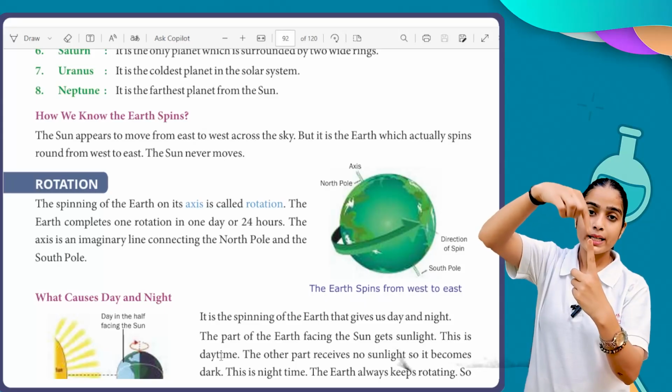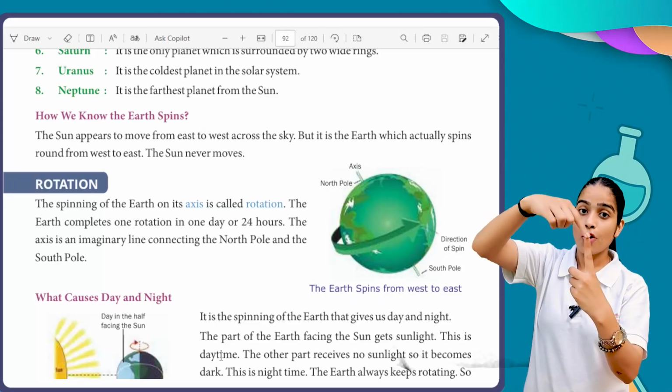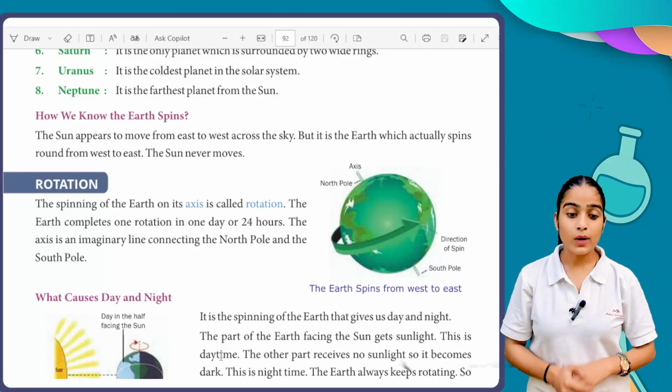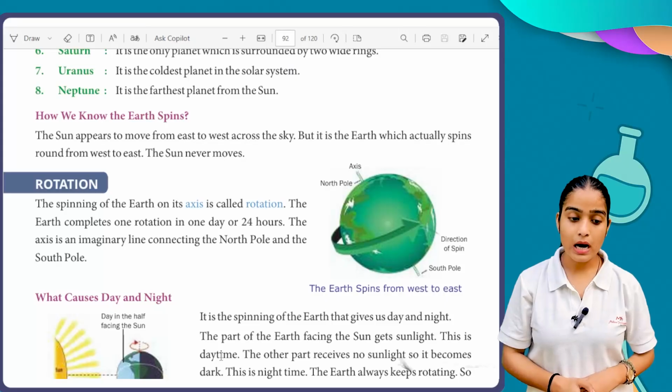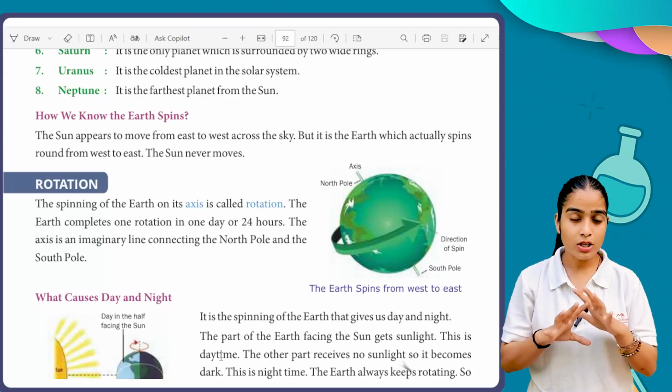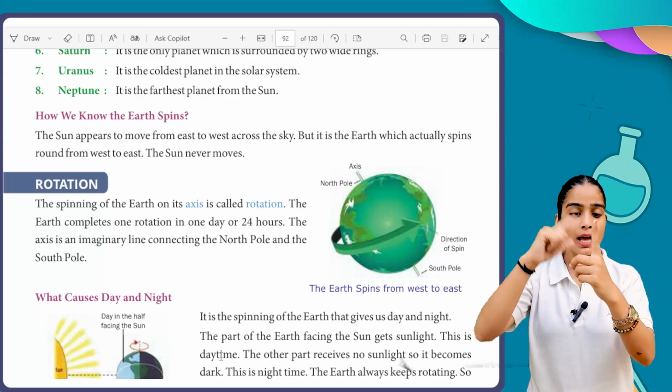So this point is referred to as the axis of the Earth. Next, the Earth completes one rotation in 1 day or 24 hours. The axis is an imaginary line connecting the North Pole and the South Pole. So it is totally imaginary. It's not real that we have a North Pole and a South Pole.